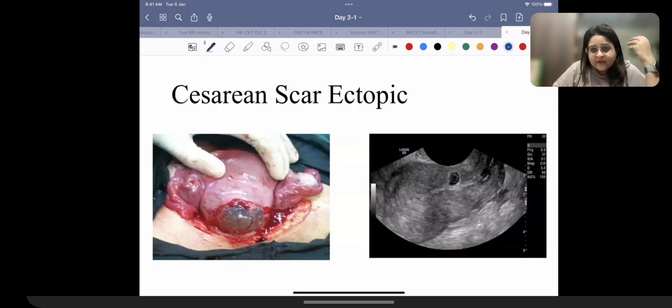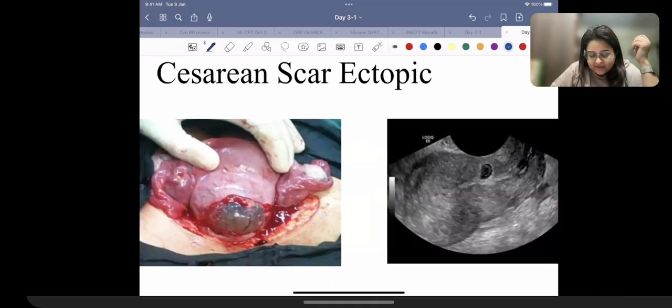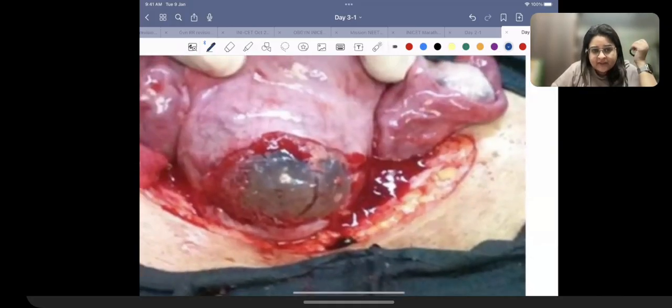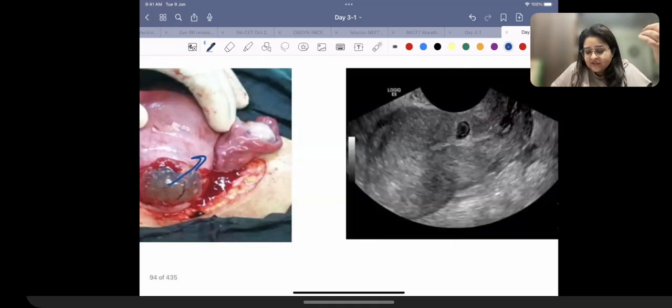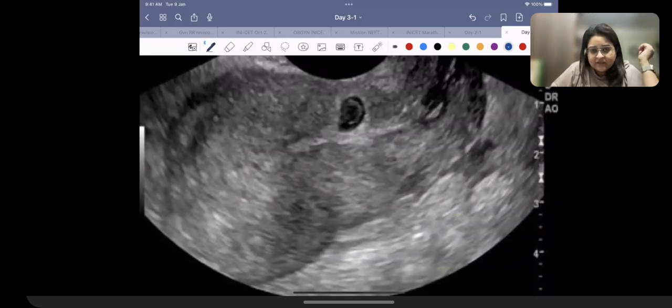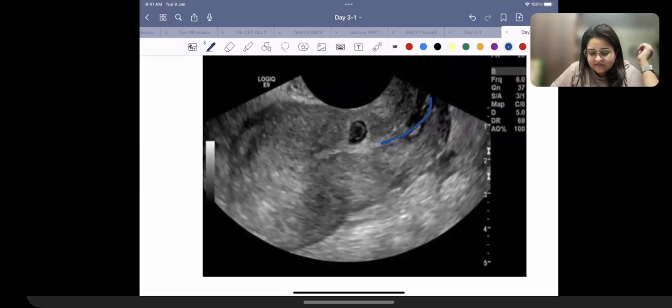One of the more commonly seen ectopic pregnancies these days compared to previously is a cesarean scar ectopic. You can see this is a laparotomy picture where the pregnancy has gone inside the cesarean scar, and this can lead to a rupture on the outer surface. This is how it looks on ultrasound. It is neither in the cervix nor in the endometrial cavity. It's right at the isthmic region, that is the lower uterine segment.